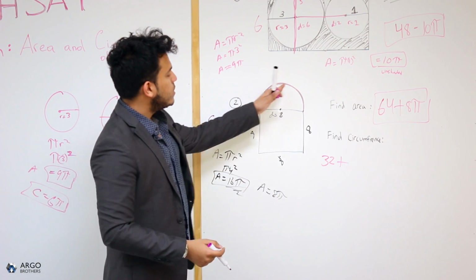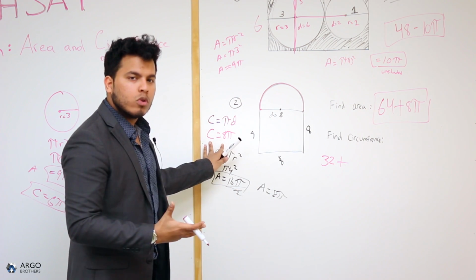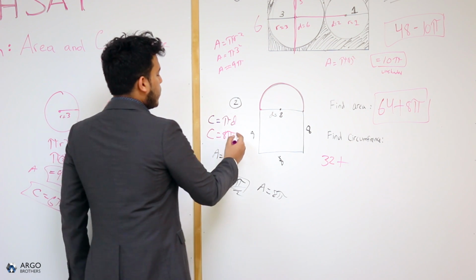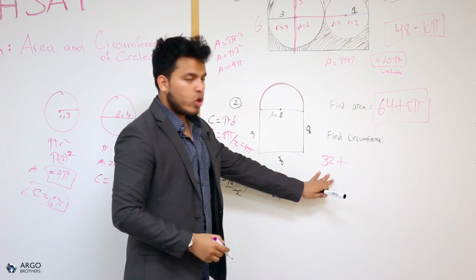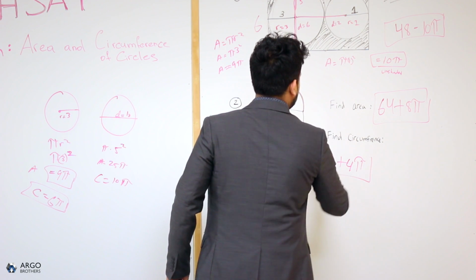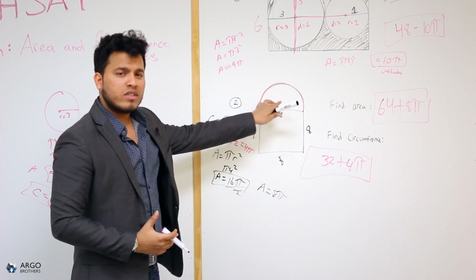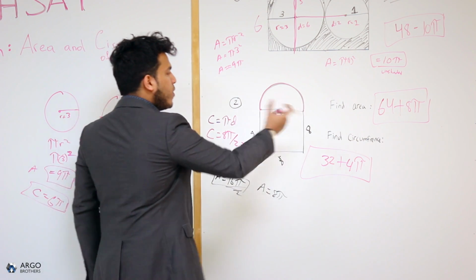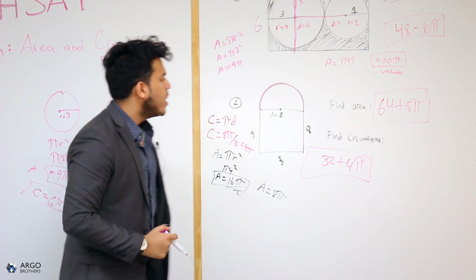Remember, once again, this is a semicircle. This formula is for the whole circle. So actually, I have to divide it by 2, right? I have to half it. So what's the answer? It's 4 pi. So it's going to be 32 plus 4 pi. And that is your circumference, okay? Make sure and don't forget, if you're dealing with semicircles, you have to divide it by 2, whether you're trying to find the area of a semicircle or if you're trying to find the circumference of a semicircle.